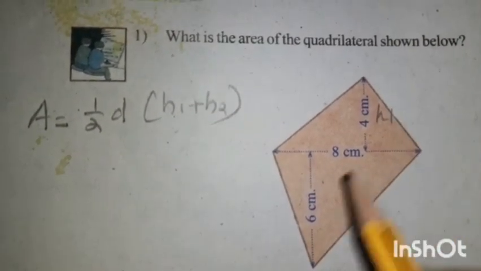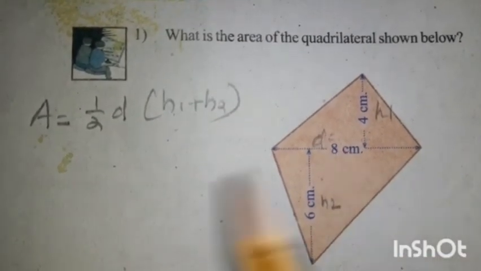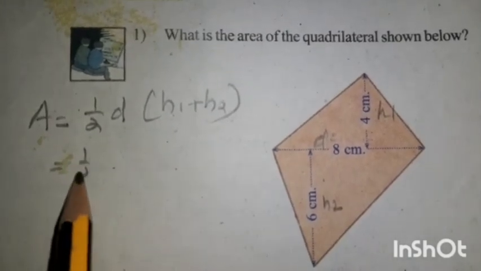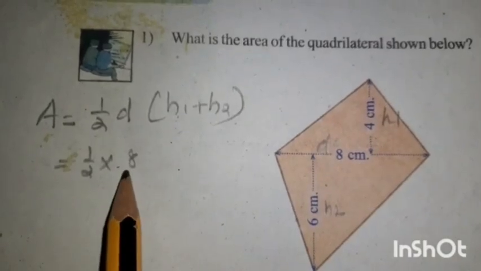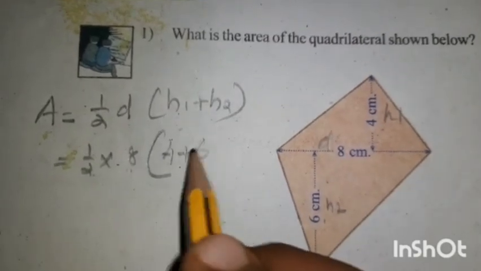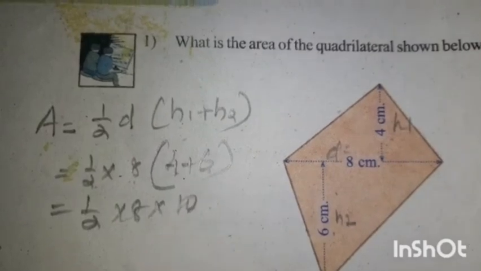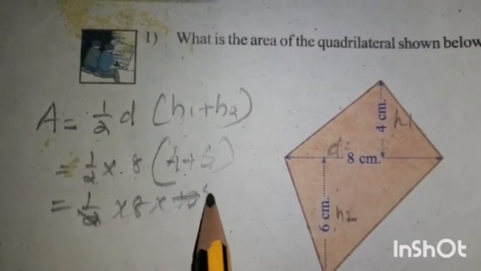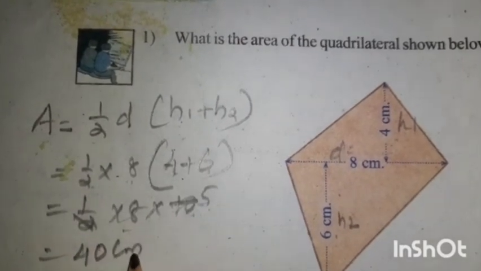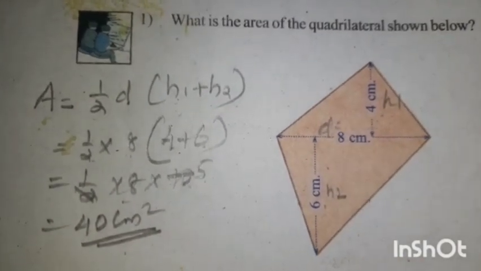Here we consider this h1, this we consider as h2, and d is equal to 8. So the equation is area is equal to half d into h1 plus h2. So half into d, which is 8, into h1 is 4 and h2 is 6. So half into 8 into 6 plus 4, 10. 2 5s are 10. So 8 into 5, 40 centimeter square. That is the area of this quadrilateral.